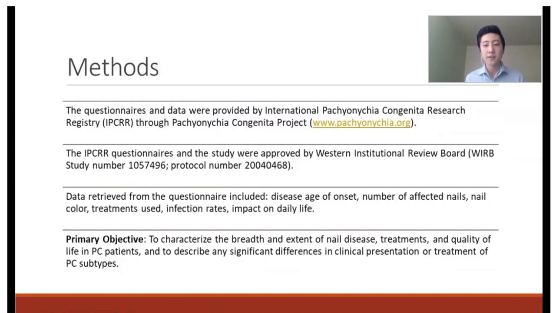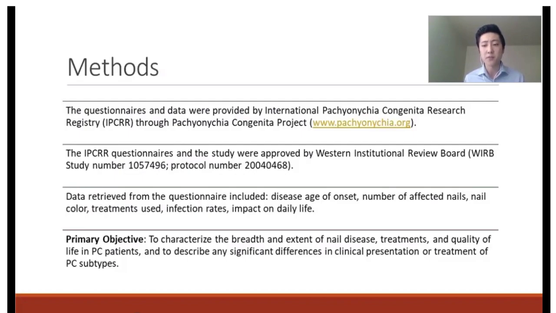For this study, the questionnaires and data were provided by the International Pachyonychia Congenita Research Registry, or IPCRR, through the Pachyonychia Congenita Project, PC Project. This questionnaire included a number of items on patient symptoms, diagnoses, family history, and treatment. We analyzed patient responses completed between April 2004 and January 2019, totaling 857 responses to the questionnaire and 102 responses to the questionnaire addendum. The final extracted data included thickened nail numbers, age of onset, treatment methods, and infection rate.